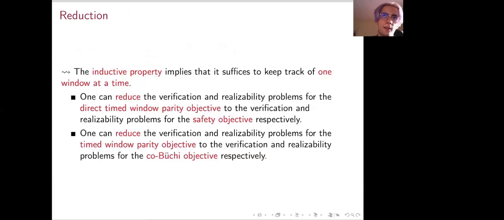Thanks to the inductive property, we know that we can just keep track of one window at a time to check whether a window parity objective holds or not. And thus we can reduce the verification and realizability problems for the direct time window parity objective to the verification and realizability problems for the safety objective, where we encode in our safety objective to see no bad windows. And for the non-direct time window parity objective, we can proceed similarly, except that we will consider a Büchi objective that will require that we see bad windows finitely often along a play or a path.